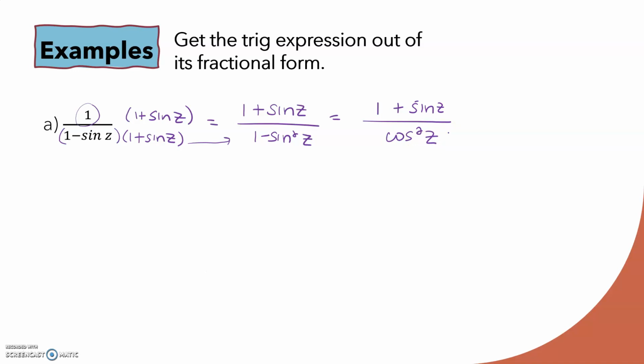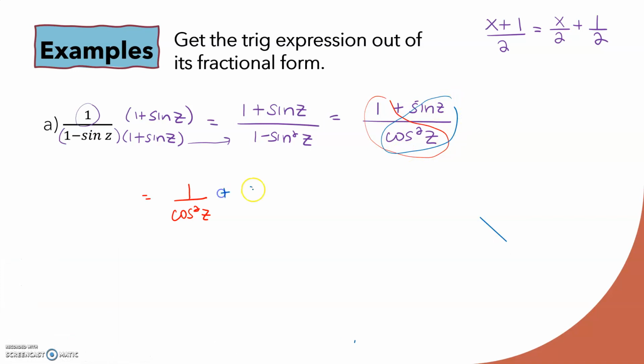Now, why do I like to do that? Well, a rule of fractions, if I have x plus 1 over 2, if I have two things in my numerator and one denominator, I can split those up into two separate fractions. And that's what we want to do here to simplify it down. So I can rewrite my two fractions. One would be 1 over cosine squared of z, and my second one would be sine of z. Make sure you don't forget that plus in between. Sine of z over cosine squared of z.